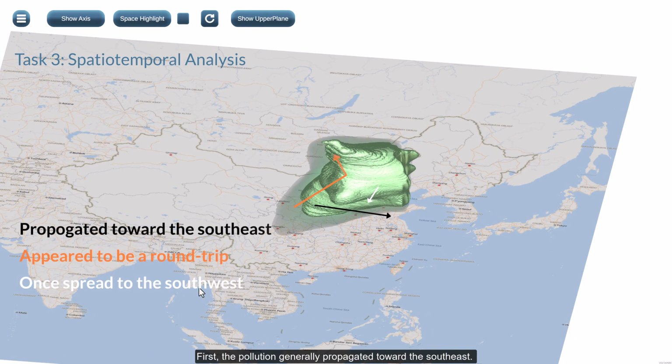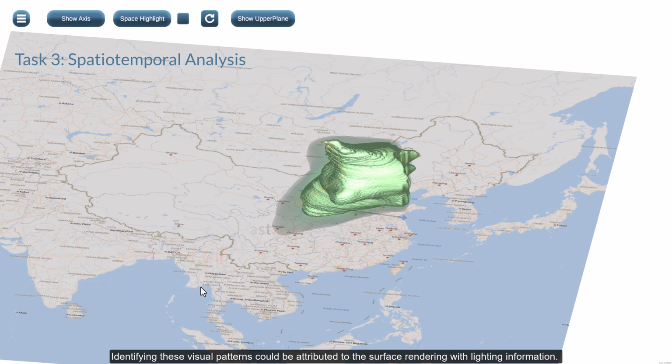First, the pollution generally propagated toward the southeast. Second, the propagation process appeared to be a round trip. Third, the pollution once spread to the southwest. Identifying these visual patterns could be attributed to the surface rendering with lighting information.